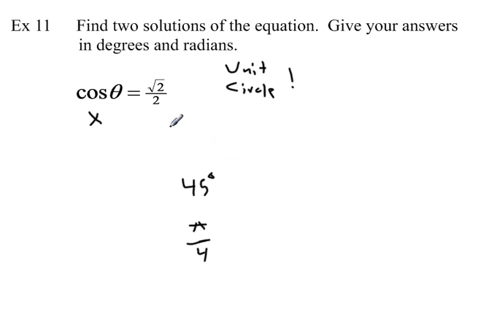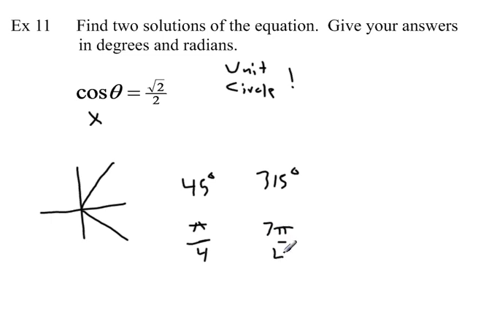Find another angle that has an x-coordinate of square root of 2/2. You'll have to go all the way around the unit circle. In fact, here's the two places they're at. One's right here at 45 degrees. The other one's down here at 315 degrees, which is the same as 7 pi/4. So using your unit circle as a tool comes up with these two answers relatively quickly.